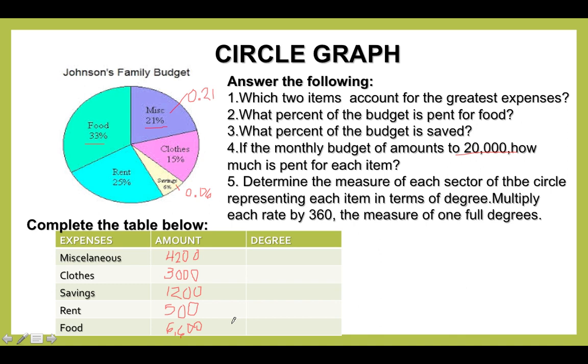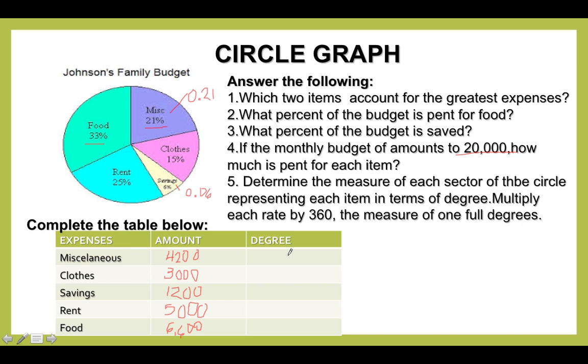Nakuha na ba? So, 4,200 plus 3,000 plus 1,200 plus 5,000. Is that 5,000? I think that's 5,000, no? Kulang yata ng 0. Plus 6,600. So, the answer is 20,000. So, tama.